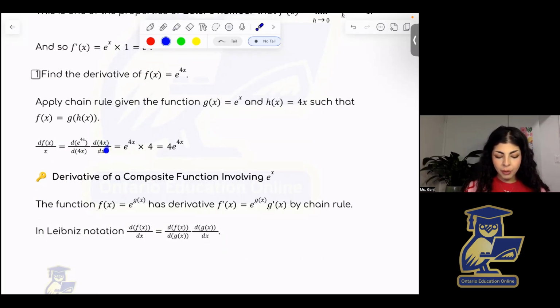And then d4x by dx is just 4. So then we have 4 times e to the power of 4x. And so really, we just leave that exponential function, and we just found the derivative of that exponent, which is 4.